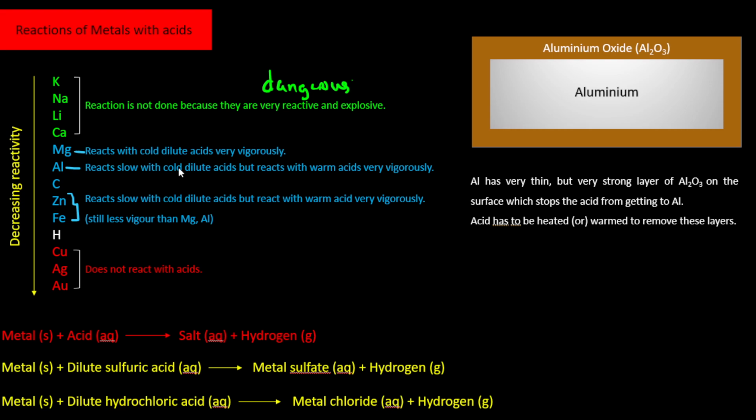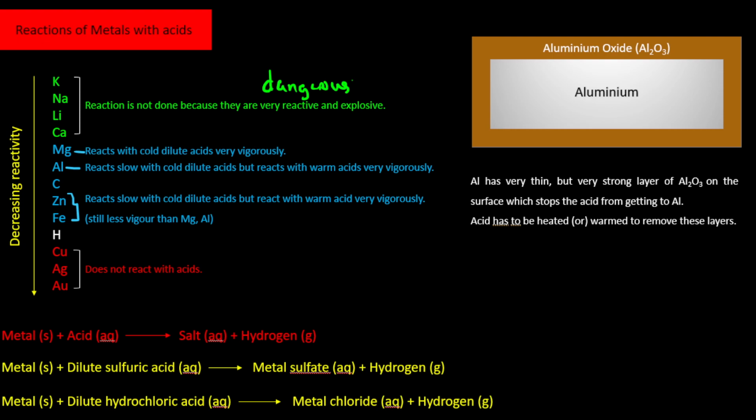But your vigor, meaning how explosive or how fast your reaction is, zinc and iron will however be still slower, or less vigorous, than aluminum. For copper, silver, and gold, they do not react at all with acids.